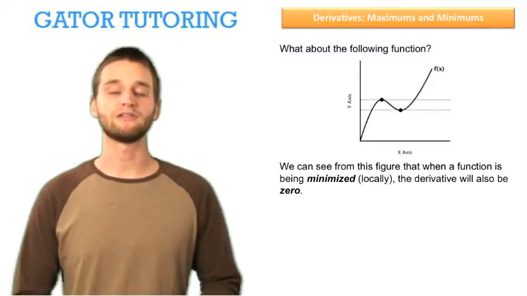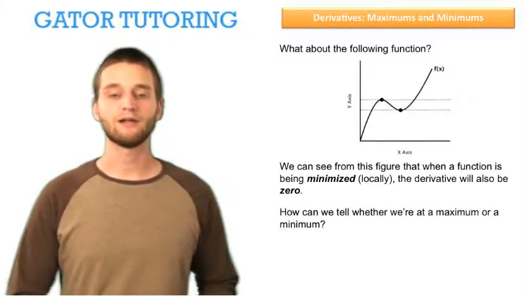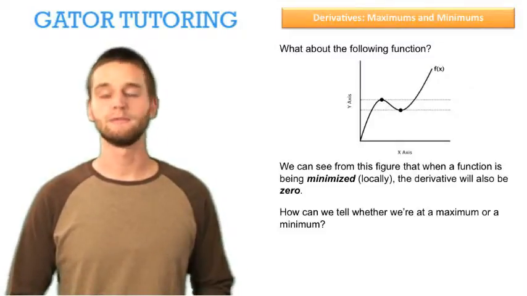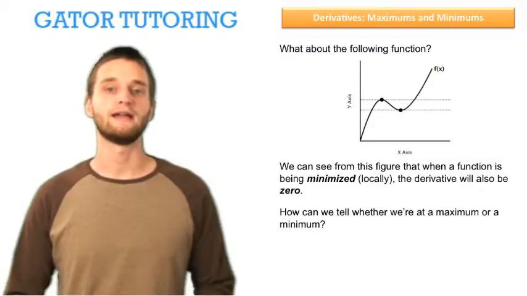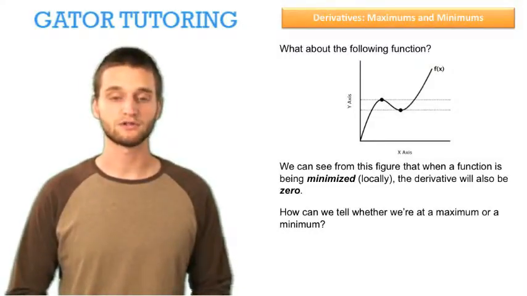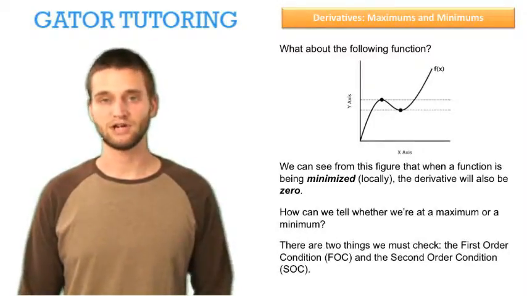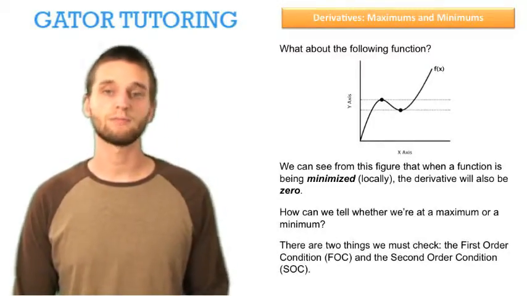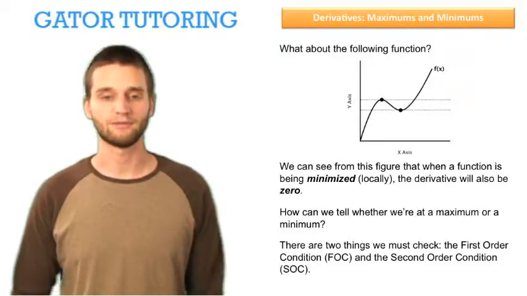But regardless, we can see from this graph that we can't tell whether we're at a maximum or a minimum just by the derivative being 0, because if the derivative is 0, we're either at a local min or a local max, and that's not enough to identify which one. So how can we tell? Well, there are two things that we must check. The first order condition, sometimes called the FOC, and the second order condition, which we'll call the SOC.